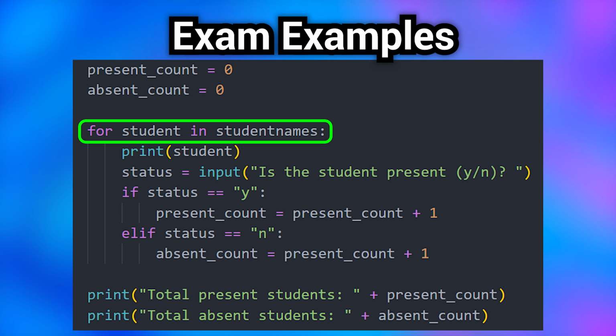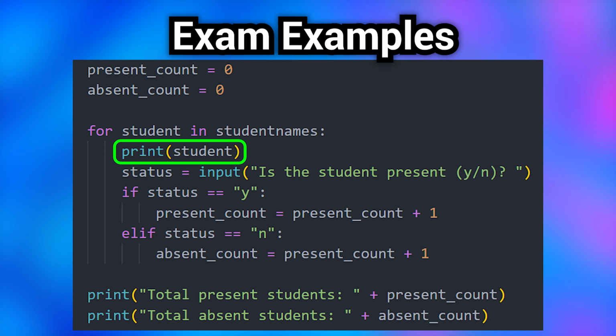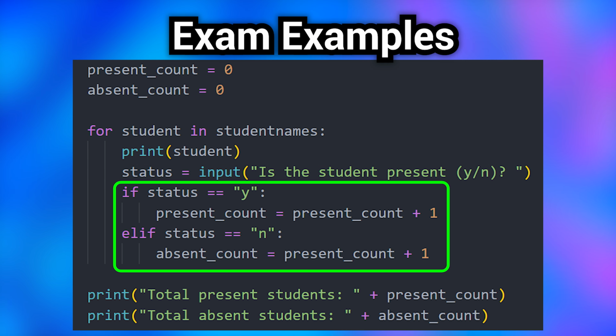So we're just looping through the array, printing the student's name, checking if they're present, and if they're present, we add 1 to present count. If they're absent, we add 1 to absent count.